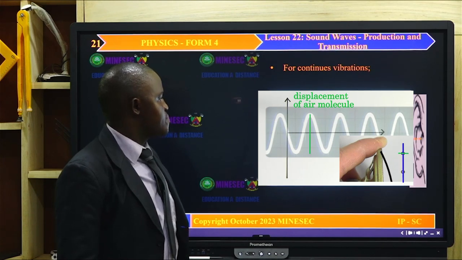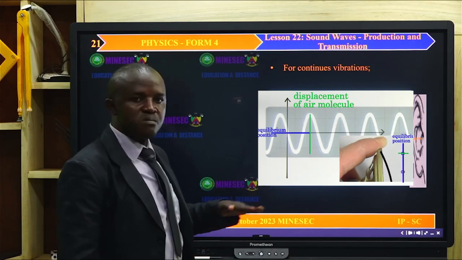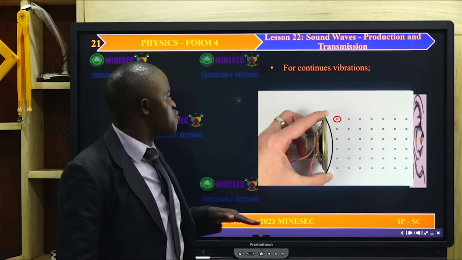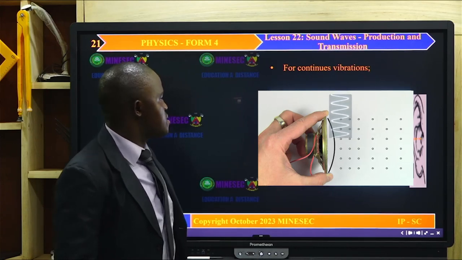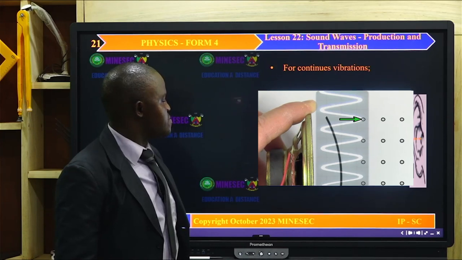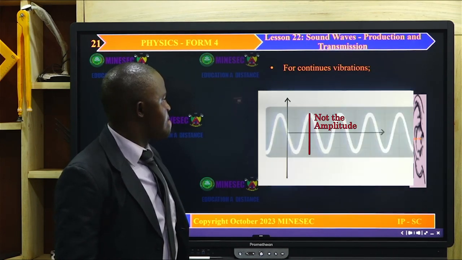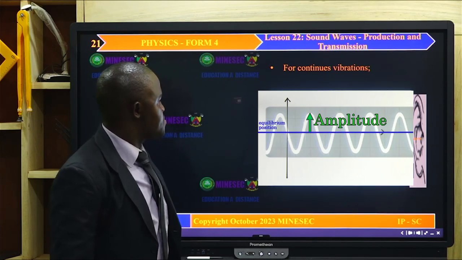The center line here represents the equilibrium vibration position, or undisturbed position, in the same direction as the direction in which the wave is traveling. We see that the oscillations become larger and the sound becomes louder. The maximum displacement of the air molecule from its undisturbed position is called the amplitude. Be careful, the amplitude is not the length of the entire displacement. It's only the maximum displacement measured from the equilibrium position.